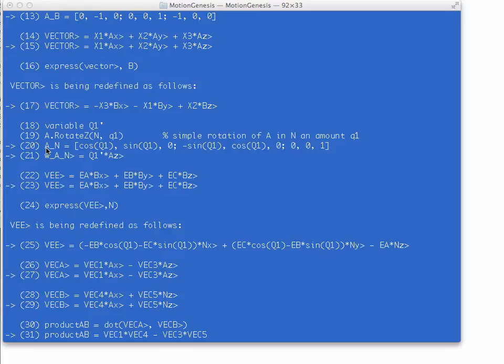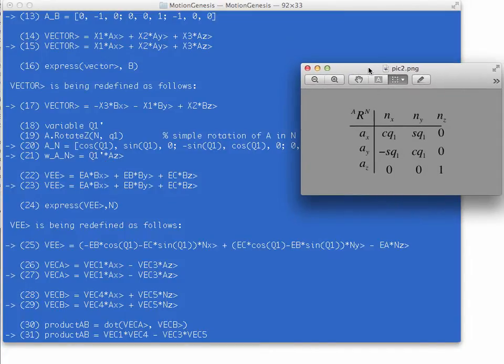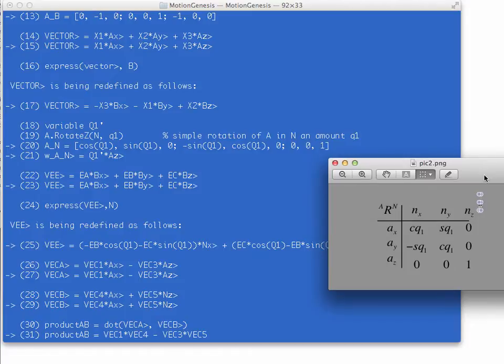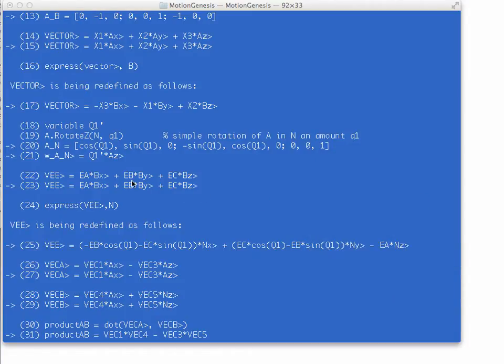It spits out two things. One is the rotation matrix, A to N, and also omega A in N, because if you have a simple rotation about the Z-axis, rotate Z, and amount Q1, it knows that Q1 prime AZ is the angular velocity. If I brought over the rotation matrix, it looks something like this, where if we put the little R there, that's the rotation matrix between A and N. N's are across the top, A's down the side, so you get cosine Q1, sine Q1, 0, minus sine Q1, cosine Q1, 0, 0, 0, 1, and it matches there for the rows and columns. Just like we expected for a simple rotation.